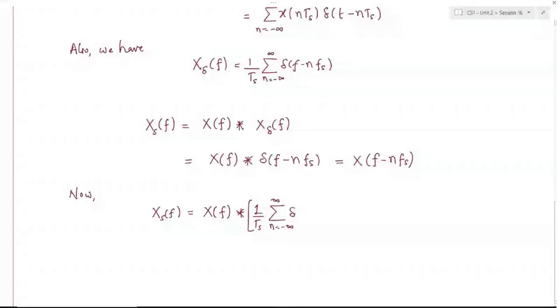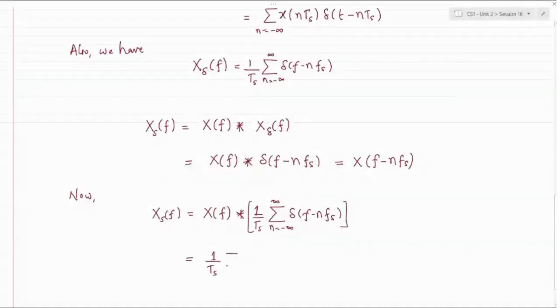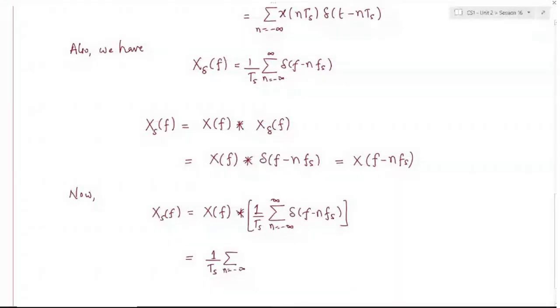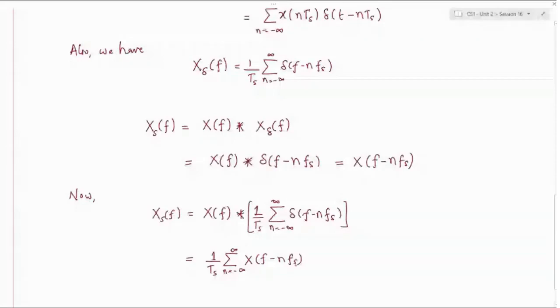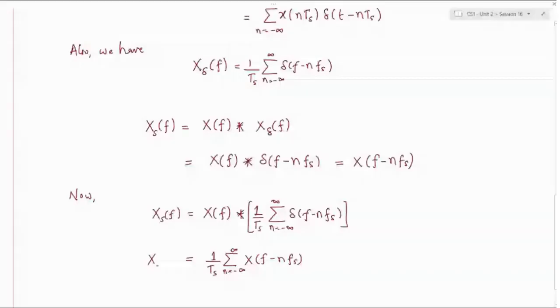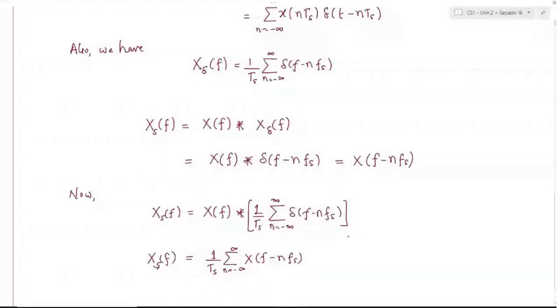Okay, so if you convolve each individual element of this summation, it will result in simply 1 over Ts summation for n equal to minus infinity to infinity of x of f minus nfs, correct? So this is my frequency domain representation of the sampled version of the information bearing signal. So if I want to replicate this on my diagram, as you can see, for n equal to 0, it is simply x of f itself, of course with a reduced amplitude of 1 over Ts.